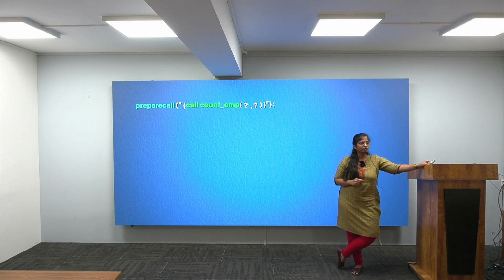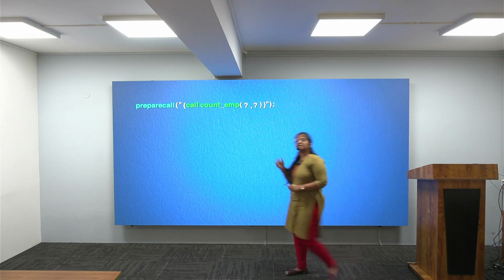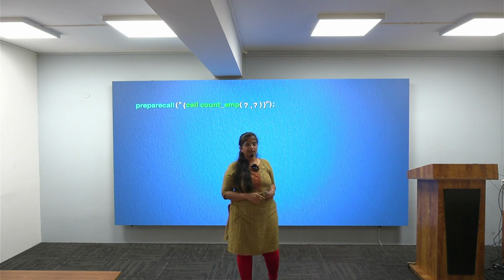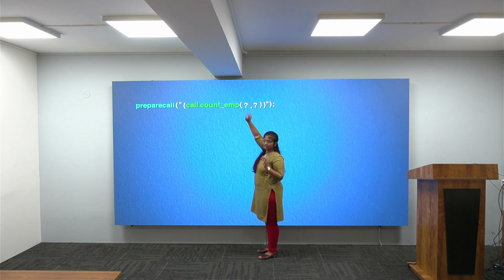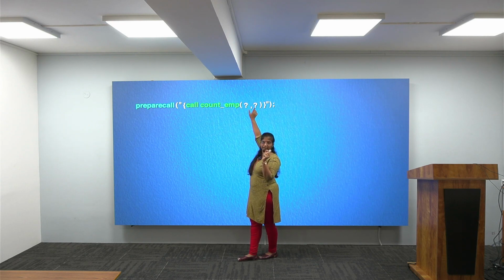How can you set values for it? Using the setters that are available, you can set values. The first question mark is nothing but the first placeholder. The second one is nothing but the second placeholder. The first one, what is that we are passing? What is the first parameter? What we have written? String. Department name is an input parameter. The next one is count, which is nothing but the number of employees, which is nothing but your output parameter, correct or no?